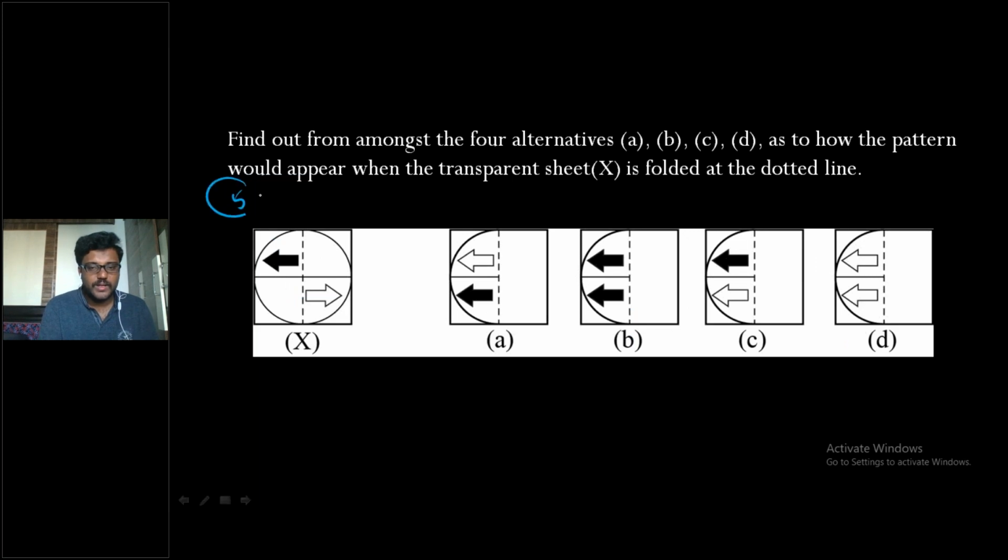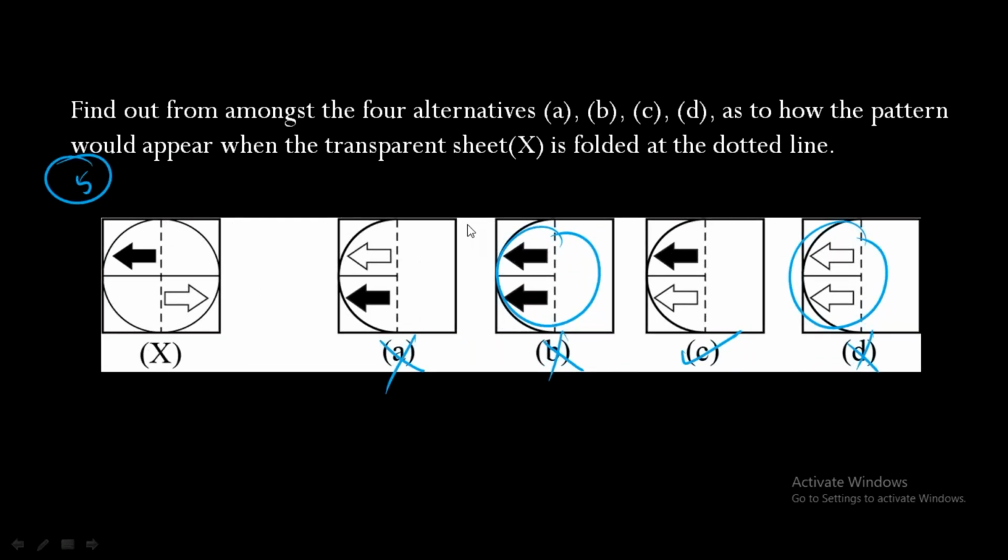Now, what about this one? One black shade, one white one. This is obviously wrong. Obviously wrong, that too, above one black, below one white. That's it. Arrow mark. Two different colors are available. You just use it.